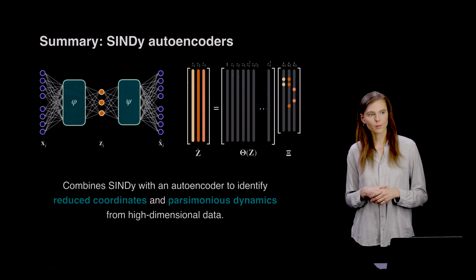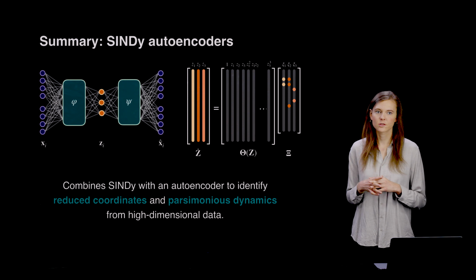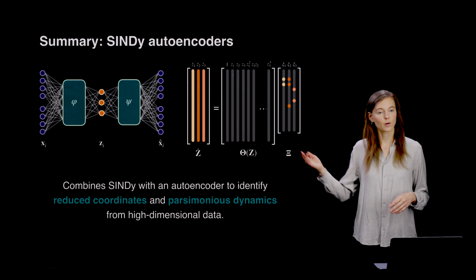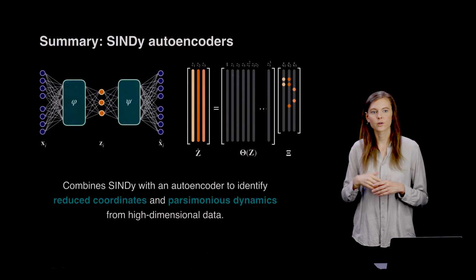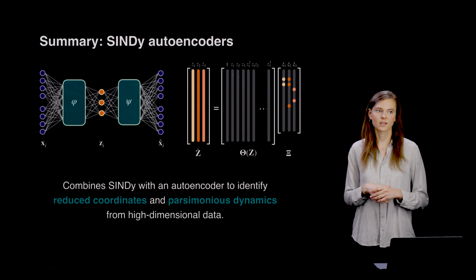All right, so in summary today, I told you about our SINDy autoencoder methods for discovering reduced coordinates and associated parsimonious dynamics from high-dimensional data. Our approach combined using an autoencoder for discovering reduced coordinates with SINDy for discovering parsimonious dynamics.